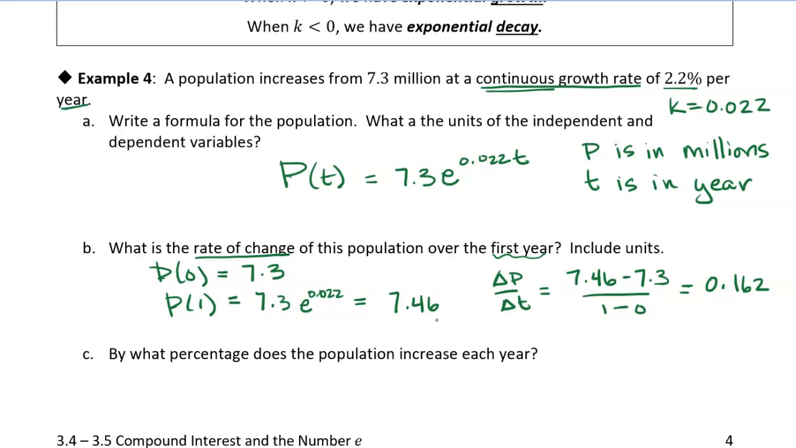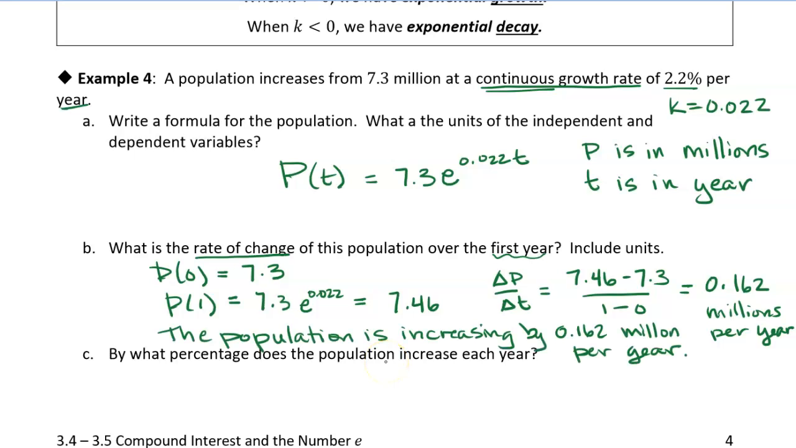What does that mean? That means that the population is increasing by 0.162 million per year. I don't know if this is a rabbit population or what, but essentially it's millions of whatever it is per year. So if it's people, then this would be saying that the population is increasing by 0.162 million, which is really 162,000 people per year. Now, this is a nonlinear function, so it's not going to continue to increase at that same rate, but over that first year, that's the rate of increase for that first year.